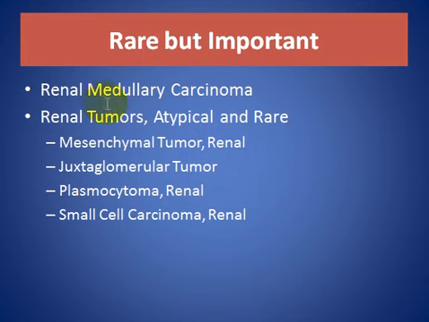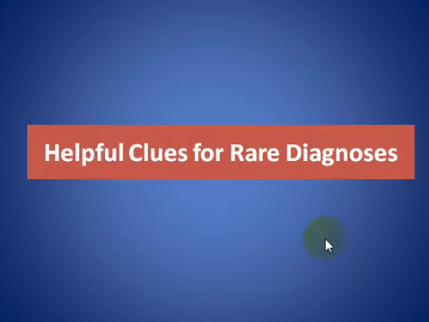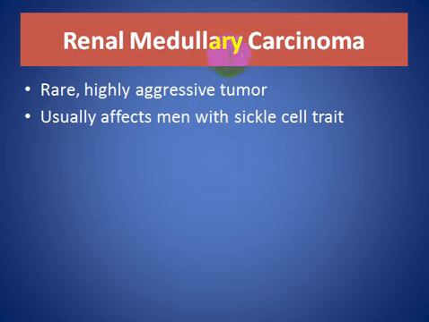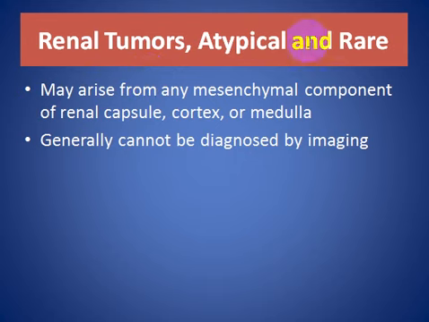Rare causes but important: renal medullary carcinoma, renal tumor, atypical and rare mesenchymal tumor, juxtaglomerular tumor, plasmacytoma, and small cell carcinoma. The clues for rare causes: renal medullary carcinoma is a rare, highly aggressive tumor, usually associated with sickle cell trait. Renal tumor, atypical and rare, may arise from any mesenchymal component of renal capsule, cortex, or medulla, and generally cannot be diagnosed by imaging.